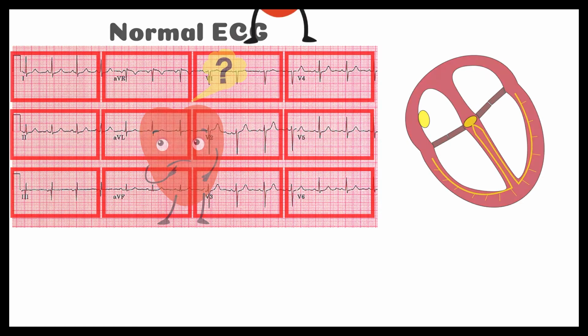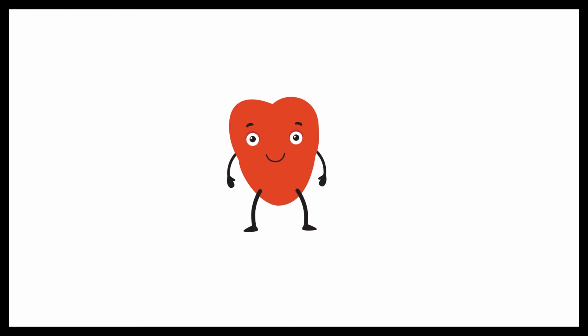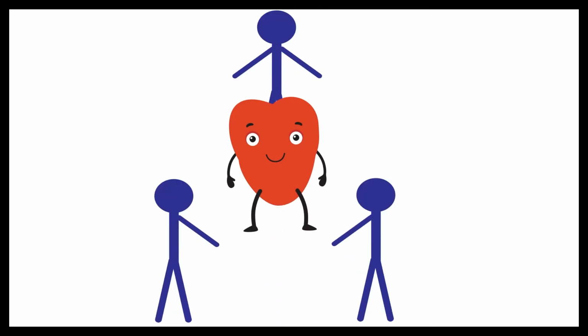The answer is simple. Let's suppose the heart is a celebrity and the fan members are ECG leads. The heart is standing in the middle of the fan members. So each fan member could see the heart from a different angle, like one can see the front of the face and the other can see the side of the face. Just like that, each lead perceives the electrical activity from a different angle. So we get different kinds of ECG waves.